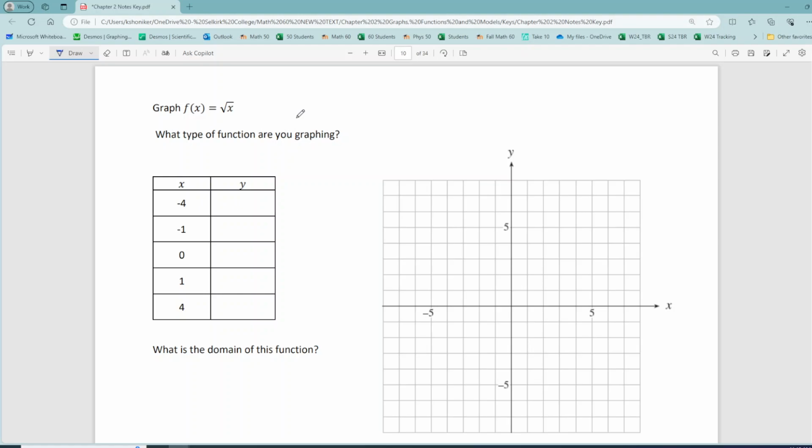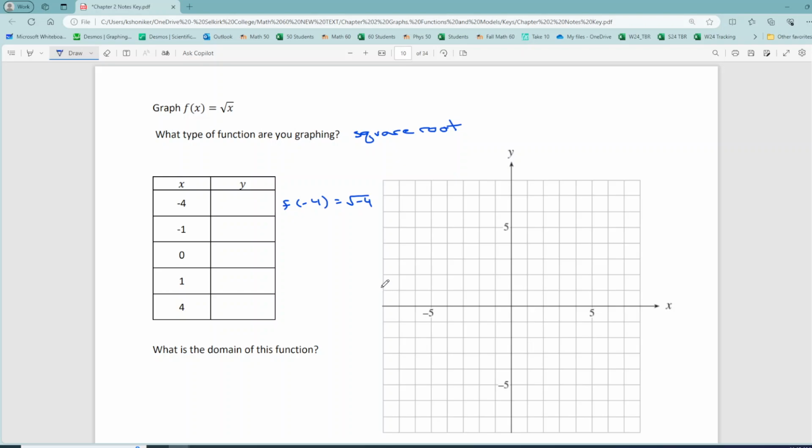Our next base function is going to be f of x is equal to the square root of x. Hopefully you're kind of getting the theme with the naming here. What type of function are you graphing? Well, it's a square root function. And when we go to graph this, what happens? Well, let's put in values for x. If I put in negative 4, y is going to equal the square root of negative 4. What's the square root of negative 4?